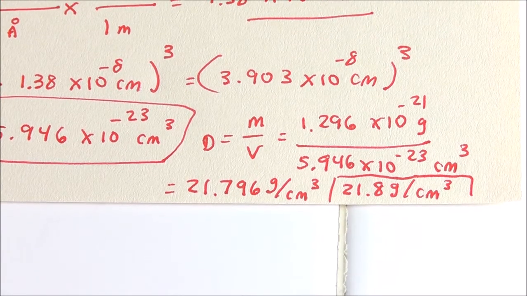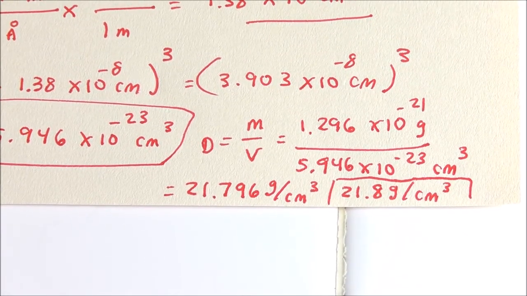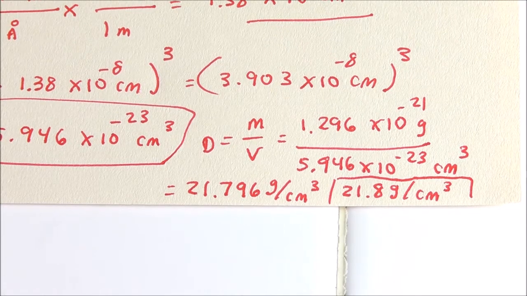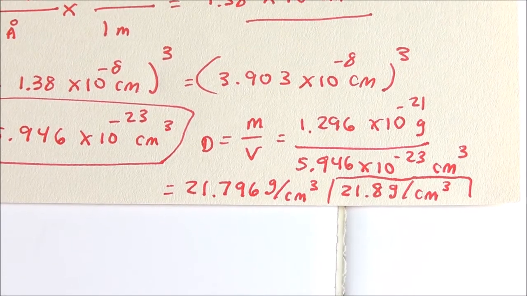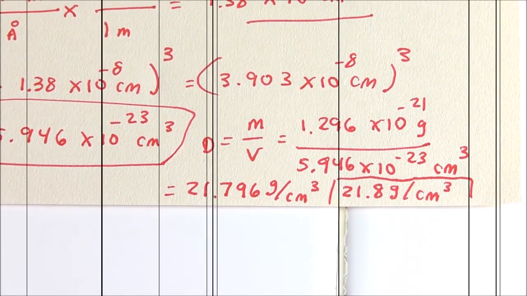Tough one, huh? Go try another one. There's another one in there with like calcium or something like that. See if you can reproduce that answer. Okay, let's try a body-centered cubic next.